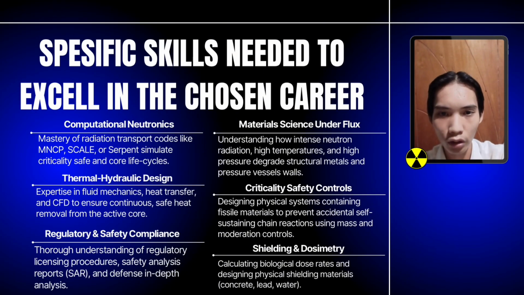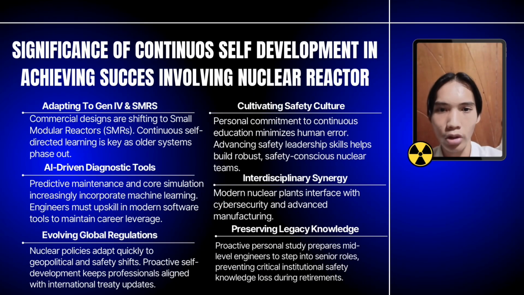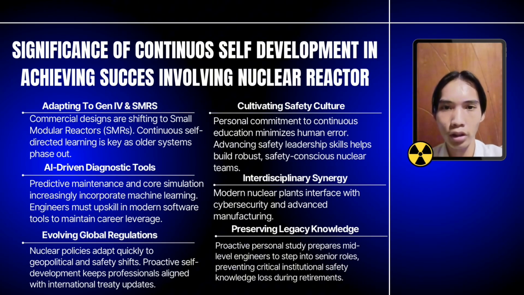On the safety front, mastering criticality control helps prevent accidental chain reactions, while shielding and dosimetry help design physical barriers to protect people. Finally, knowing regulatory compliance is essential for passing safety audits. Continuous learning is crucial because the industry is rapidly changing.